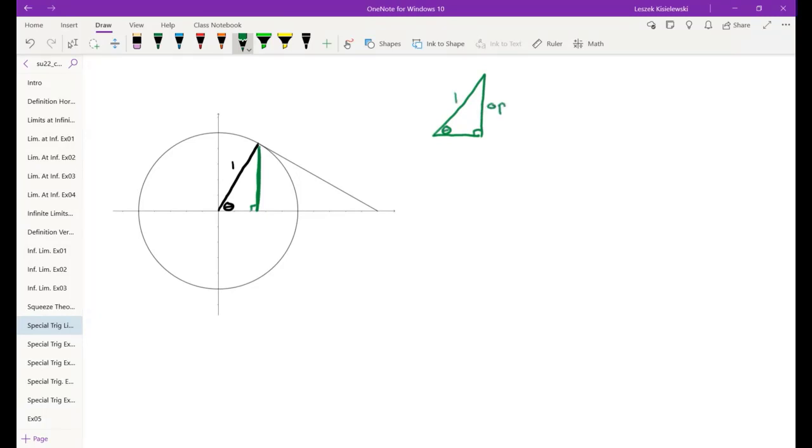What is the length of this opposite side in terms of theta? How do we go about finding an expression that gives the opposite side? Well, if we want to relate an angle to the side opposite that angle, we want to use sine. So sine of theta is the opposite side divided by the hypotenuse. The hypotenuse is 1, so this opposite side has length sine of theta.